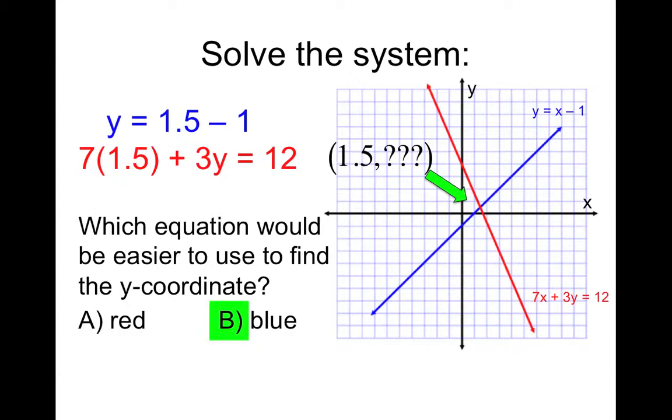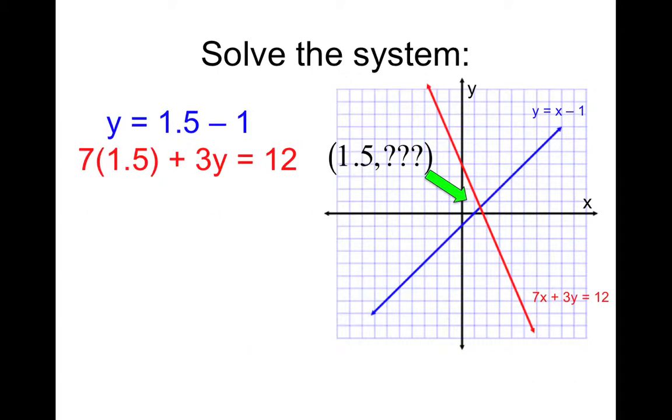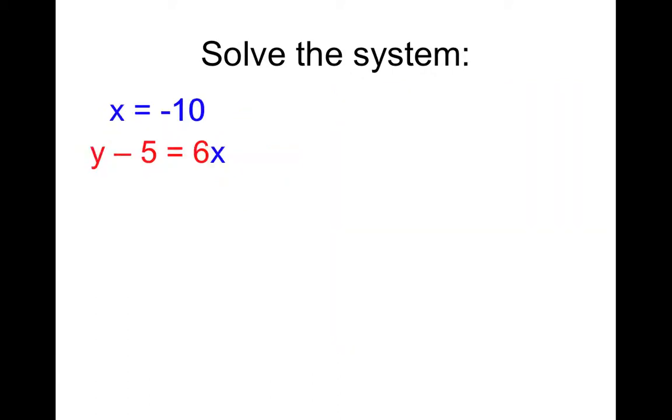In this case, I would definitely pick blue, because all we need to do is subtract 1 from 1.5 to get the y coordinate. The solution to this system is when x is 1.5 and y is 0.5.